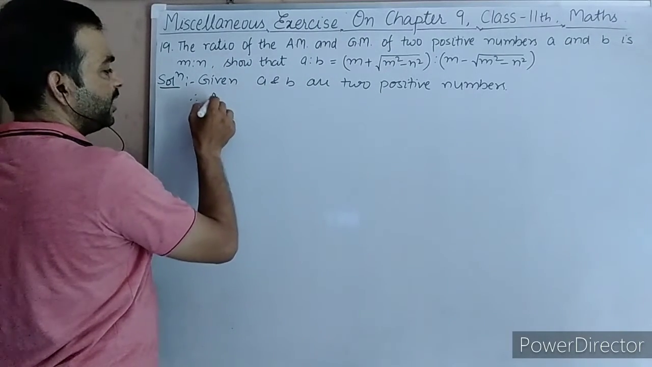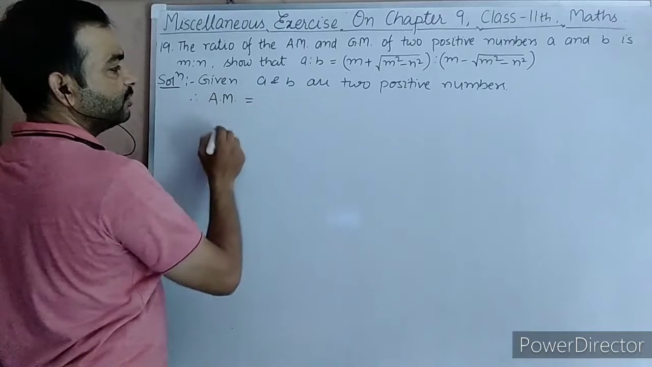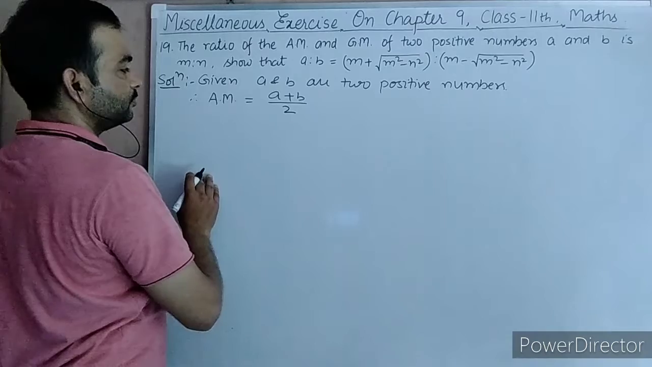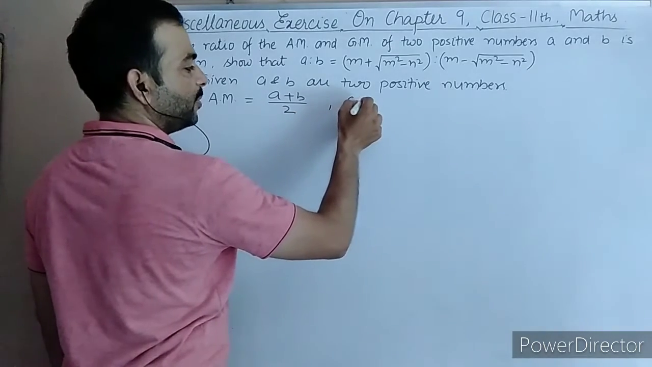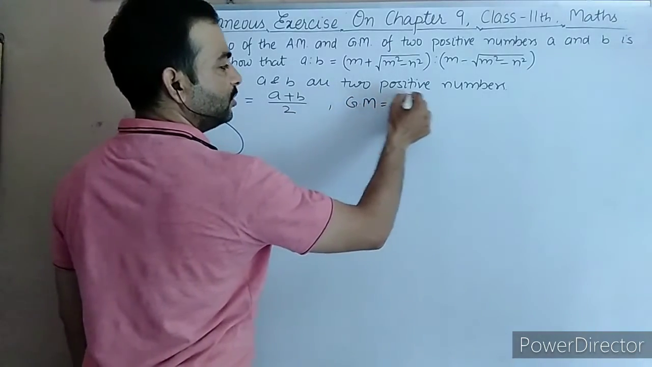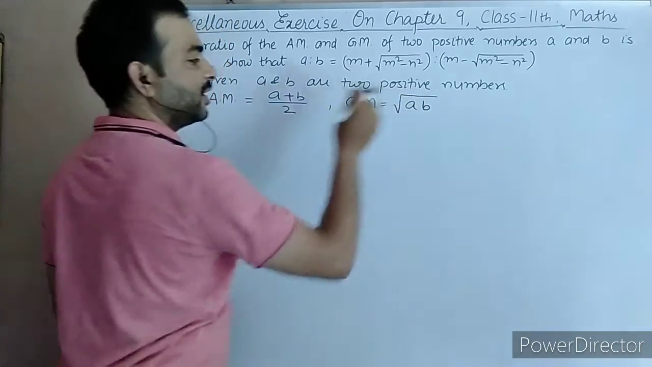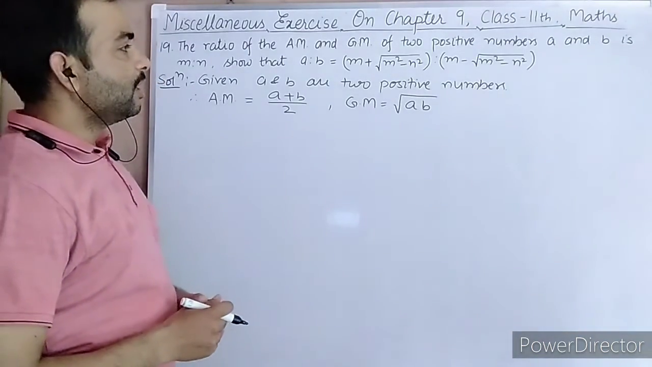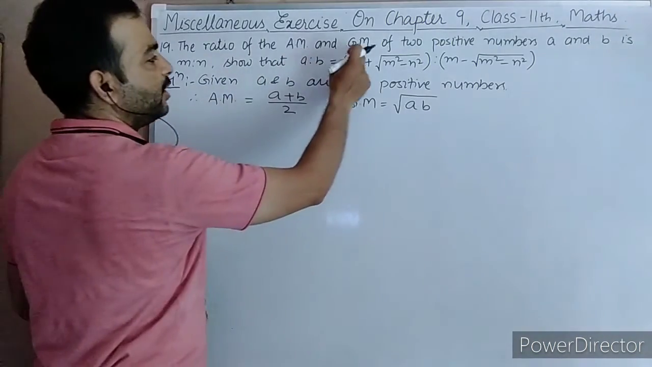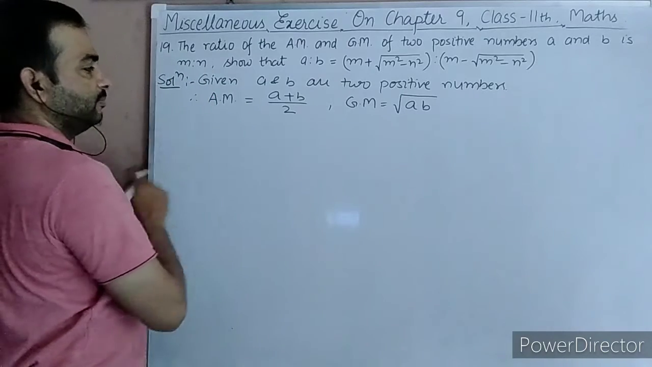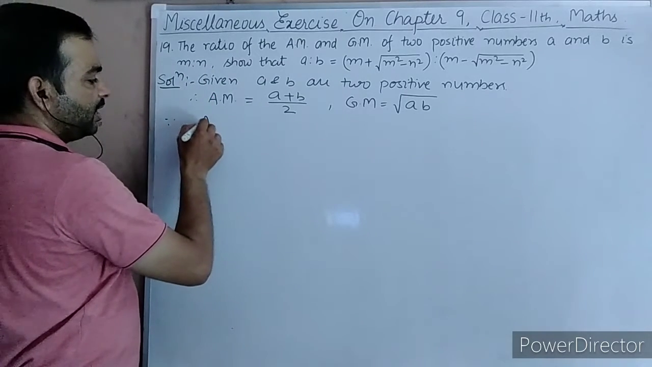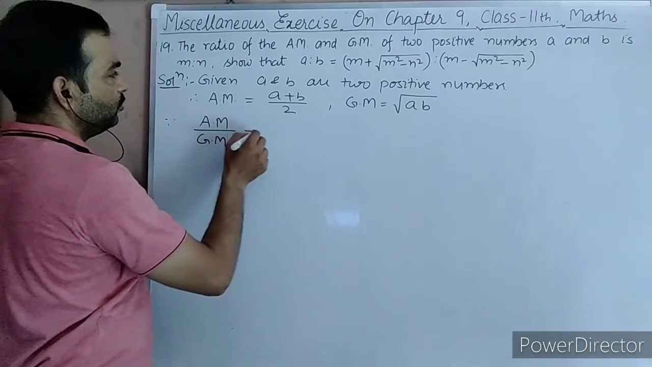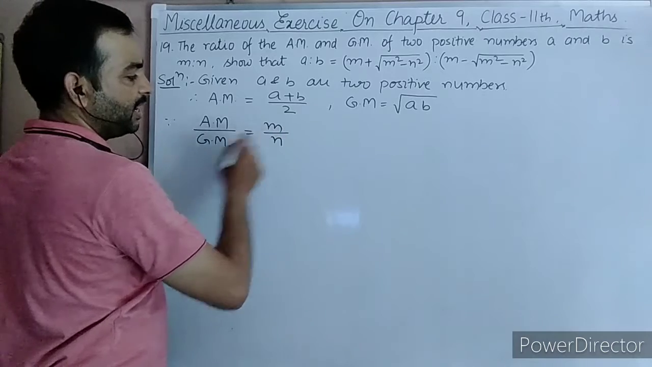AM, that is arithmetic mean, AM is equal to (a plus b) divided by 2, and GM, geometric mean, is equal to the square root of the multiplication of these two numbers, a into b. Now the ratio of AM and GM is m is to n. Since AM divided by GM is equal to m divided by n.